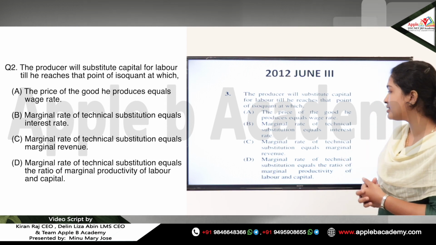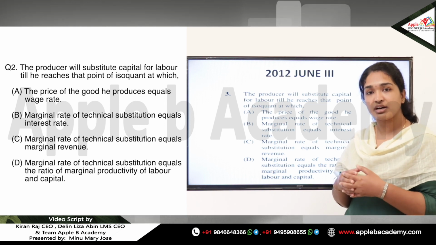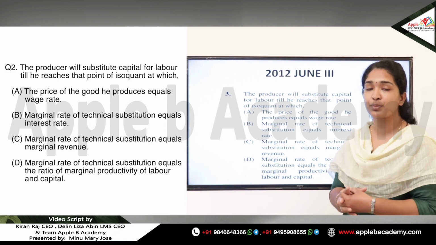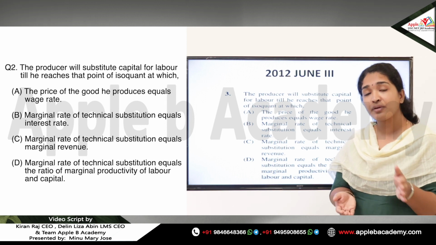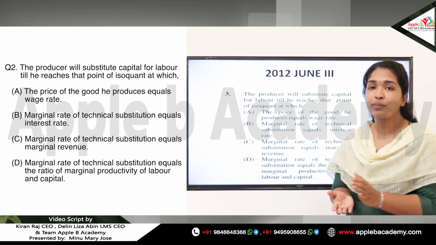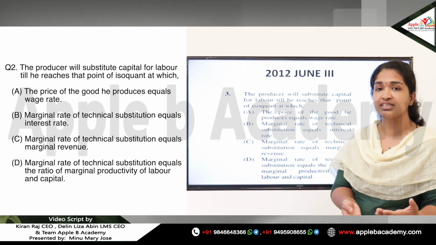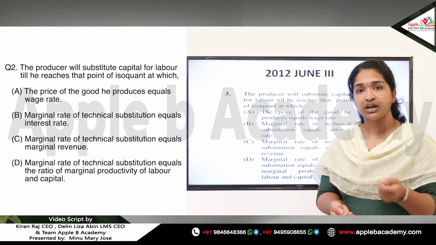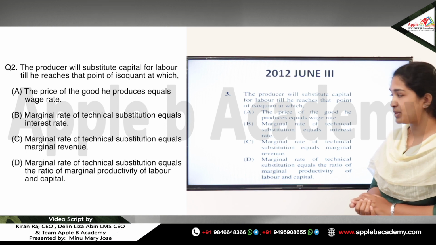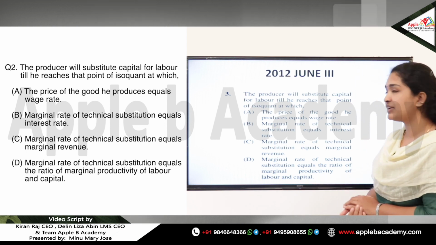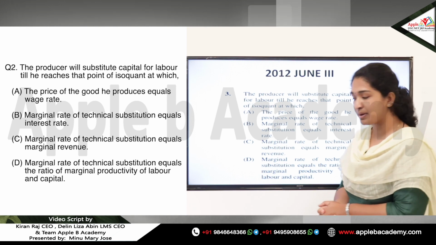Now option C is marginal rate of technical substitution equals the marginal revenue. Again we know that the first order condition for producer's equilibrium is that the marginal rate of technical substitution, or the slope of the isoquant curve, be equal to the slope of the isocost line. The isocost line is again the budget line or price line, which shows the ratio of prices of both the factors of production. So there is only one answer to this question, and that is option D, the marginal rate of technical substitution being equal to the ratio of marginal productivity of labor and capital.